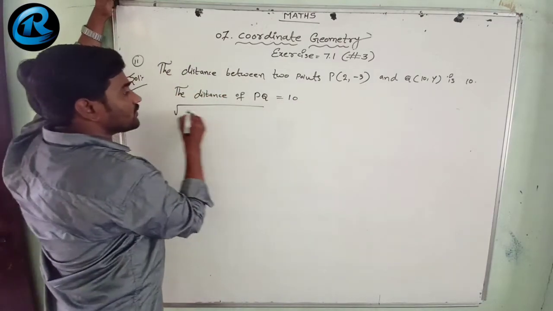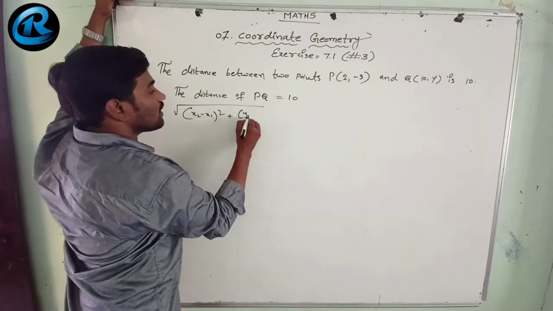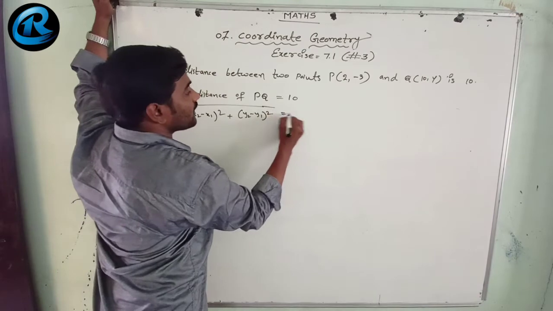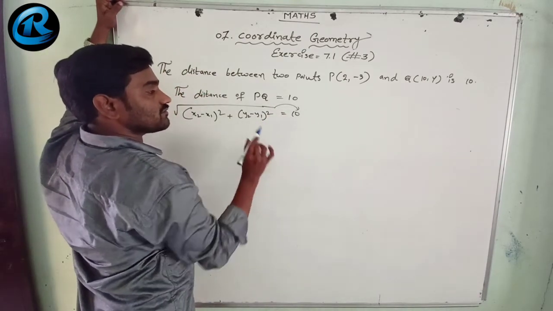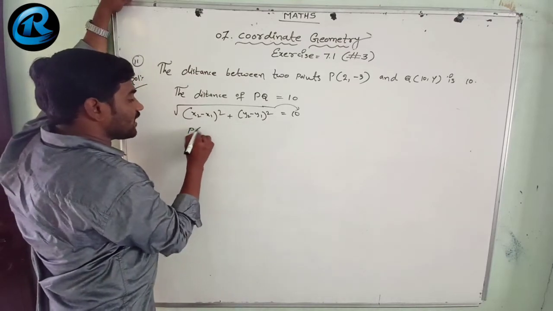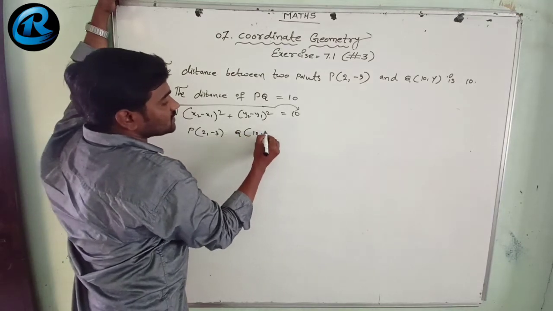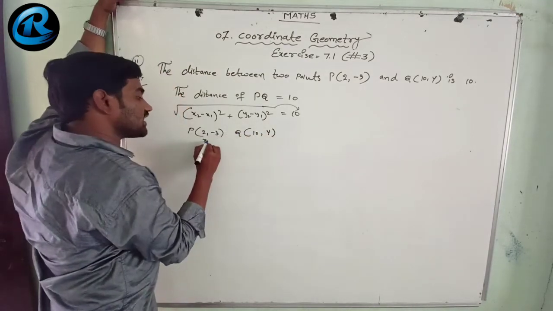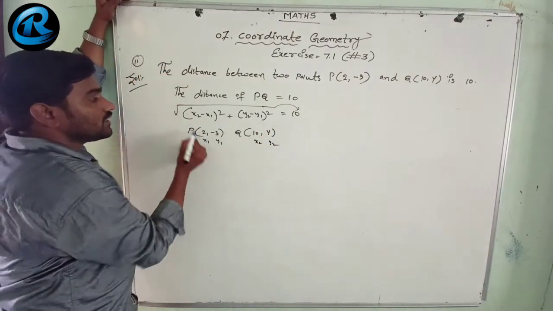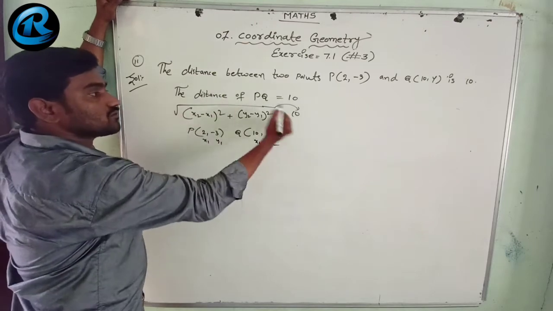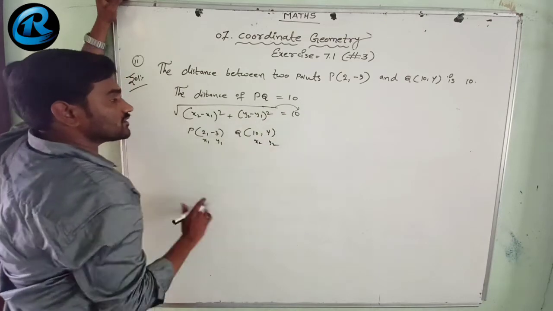The distance formula we know: square root of (x2 minus x1) whole square plus (y2 minus y1) whole square, that equals 10. This square root we will transfer this side, that becomes a square. Now here P value we have to write, P is 2 comma minus 3, and Q point we have to write, that is 10 comma y. So it is x1 y1, x2 y2. So here we will be substituting, already the square root we have transferred to the other side, it becomes a square.